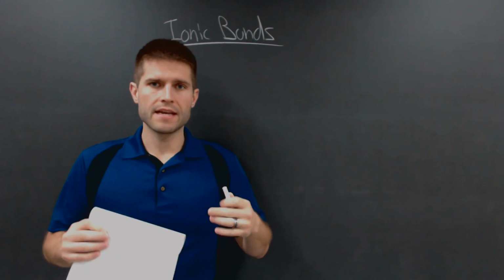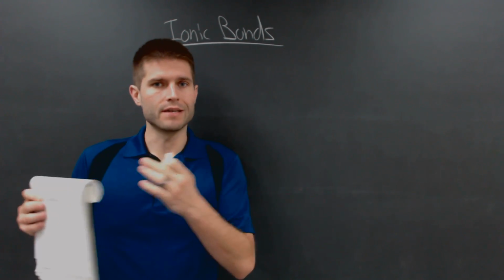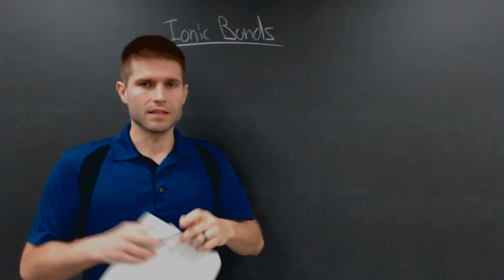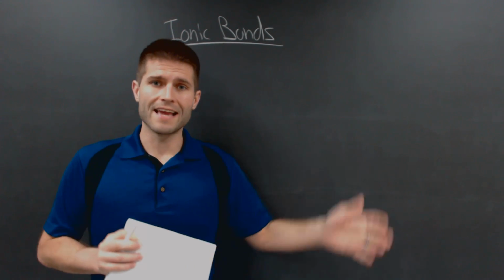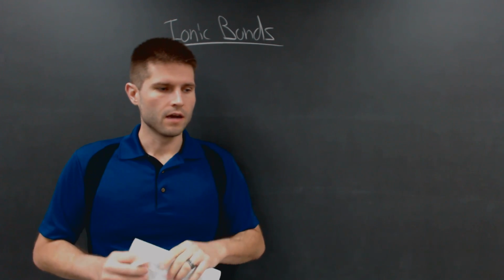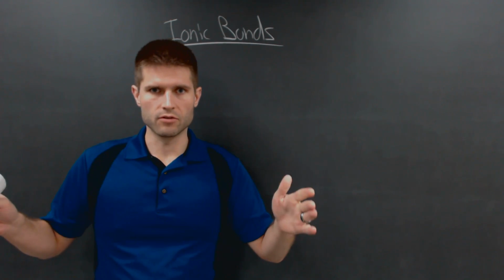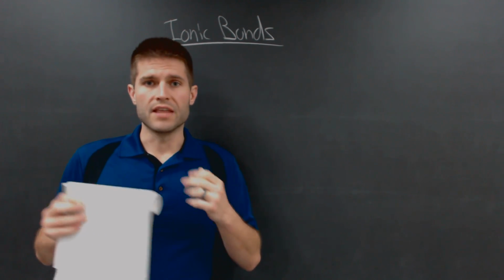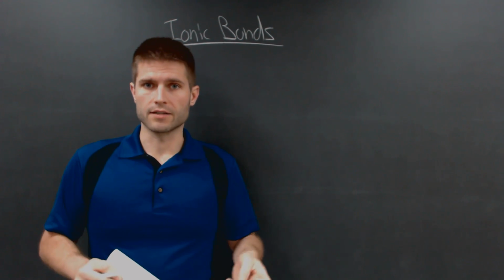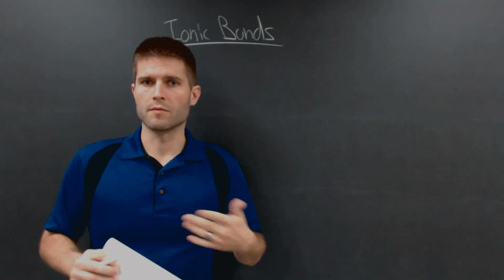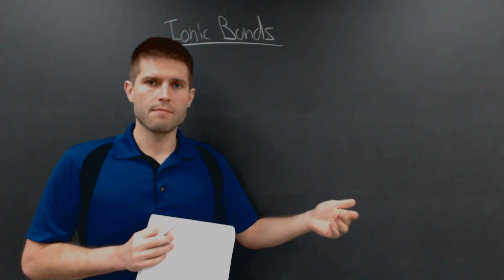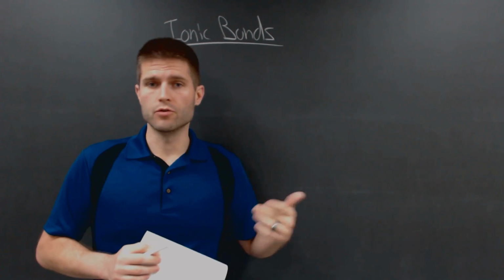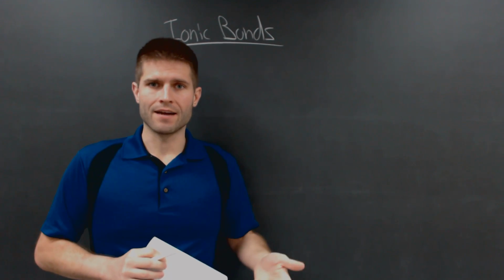So we know that an ionic bond is a bond between a metal and a nonmetal. So the left-hand side of the periodic table and the right-hand side of the periodic table. Between two elements of those two types, the metal will give up an electron, or two or three, and form a cation, while the nonmetal will gain an electron, or two or three, and become an anion.